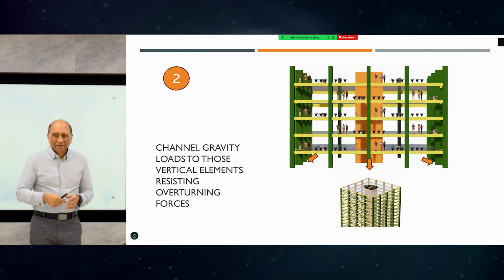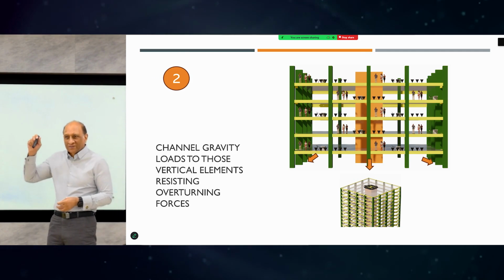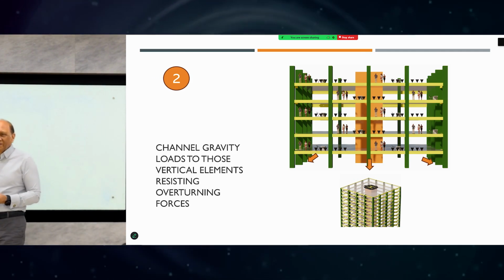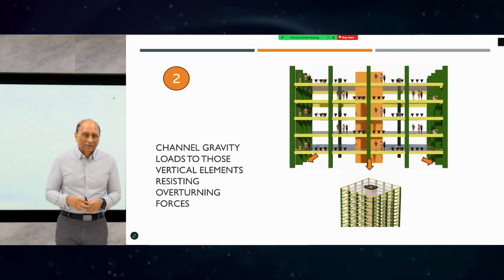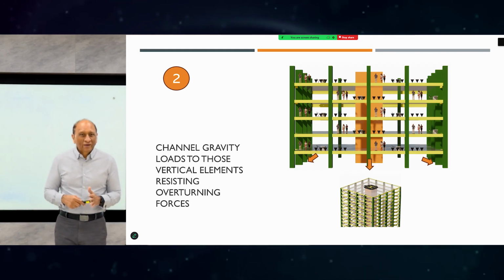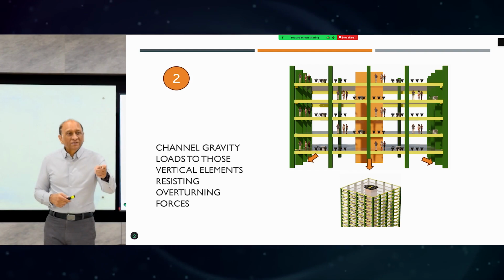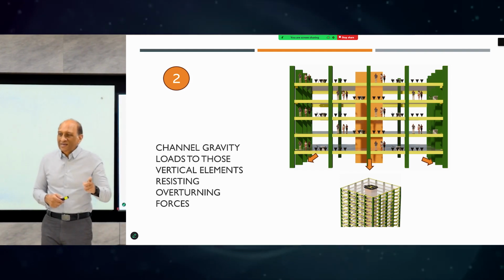Because why should we put the gravity load on the same element which is carrying the lateral load? You might think, why are we putting double load on this poor column or poor element? What is the reason behind that? It is to resist the overturning, but also to reduce the tension.